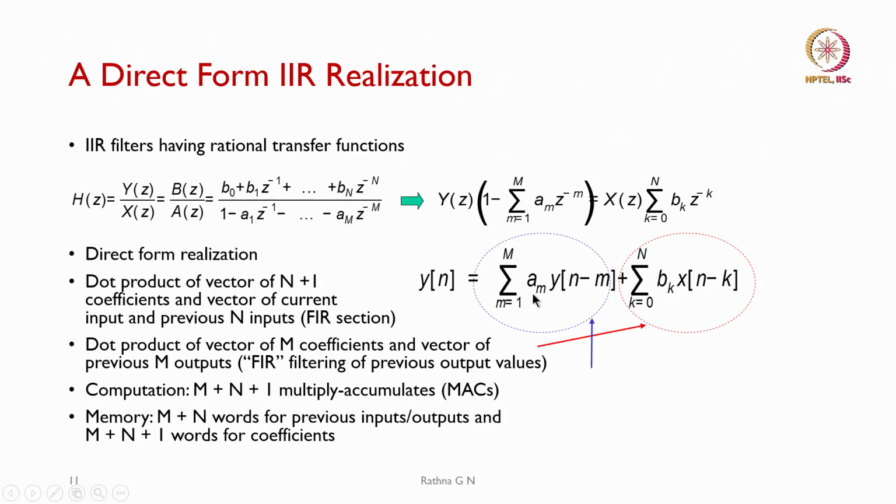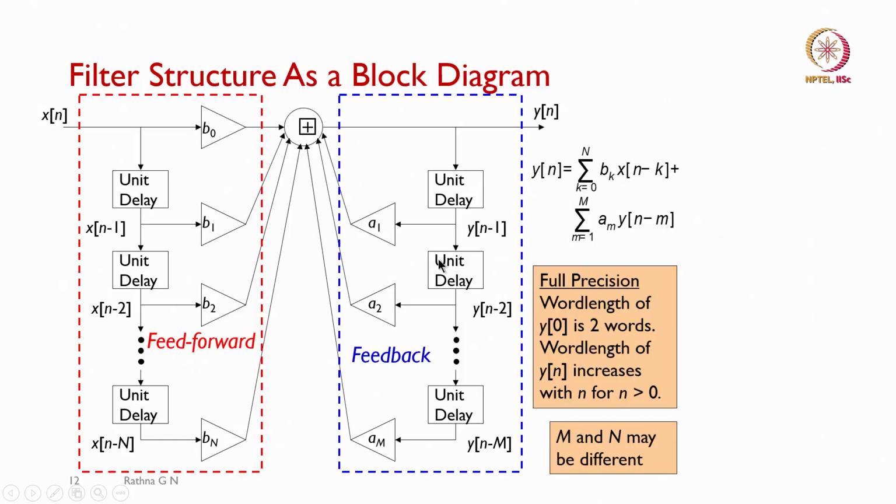This is our previous output, and this is our input represented with the coefficients bk. So, when we represent this equation in this form, what happens to our structure?